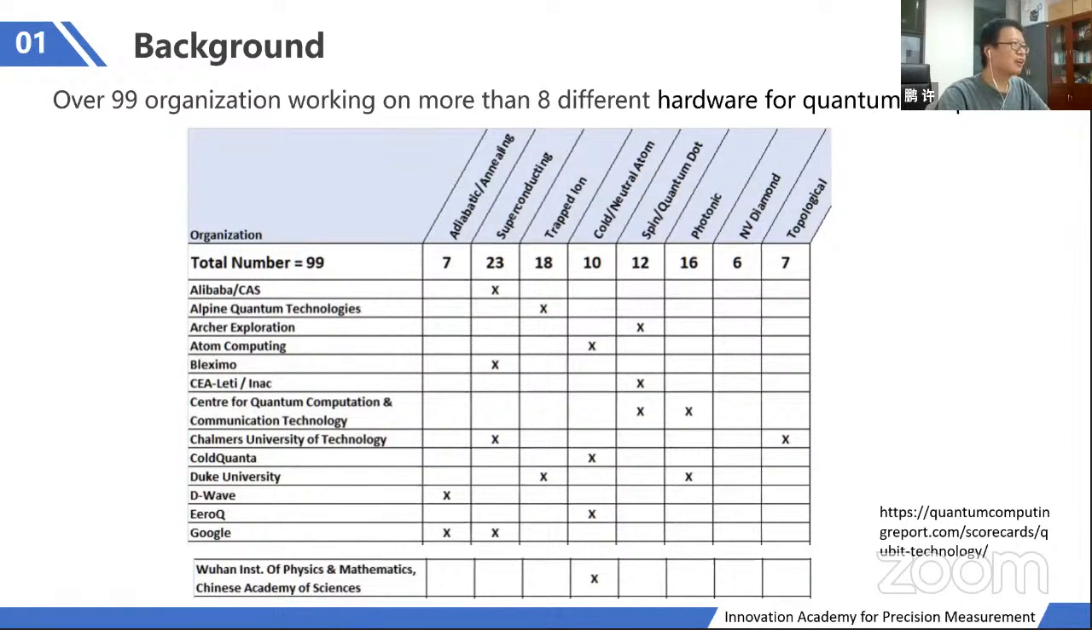From this worksheet, there's one entry indicating what we are doing, listed under Wuhan Institute of Physics and Mathematics. They are doing neutral atoms. In fact, this is our institute, but right now we have combined with another institute and formed a new academy, the Innovation Academy for Precision Measurement.